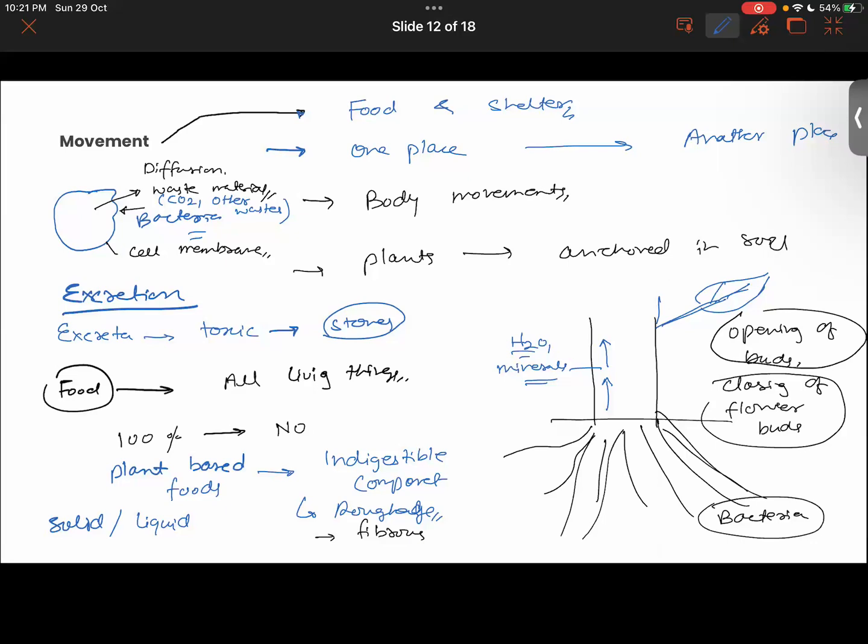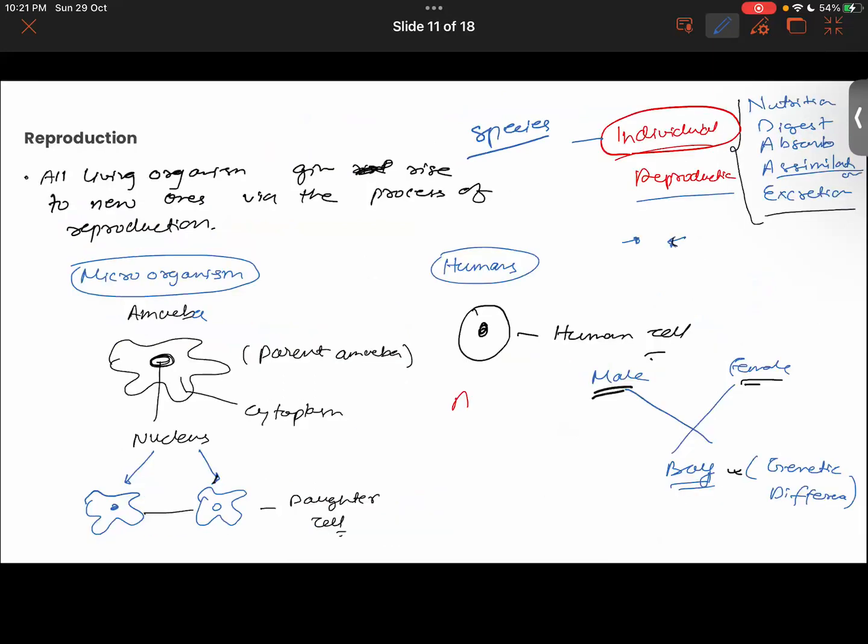Okay, some of the definitions I have written, but some of the definitions I'm not writing over here because it would be time consuming. So your work is that you need to make notes of all the things I am saying in the class. Like I told you about reproduction right now, you need to define reproduction. So how will you start writing that?